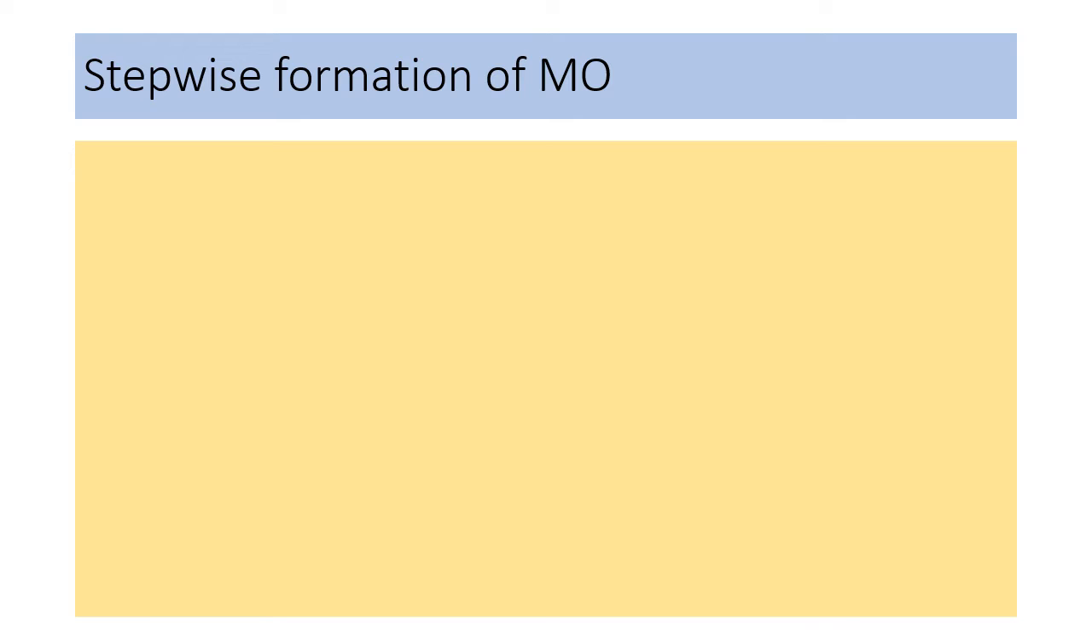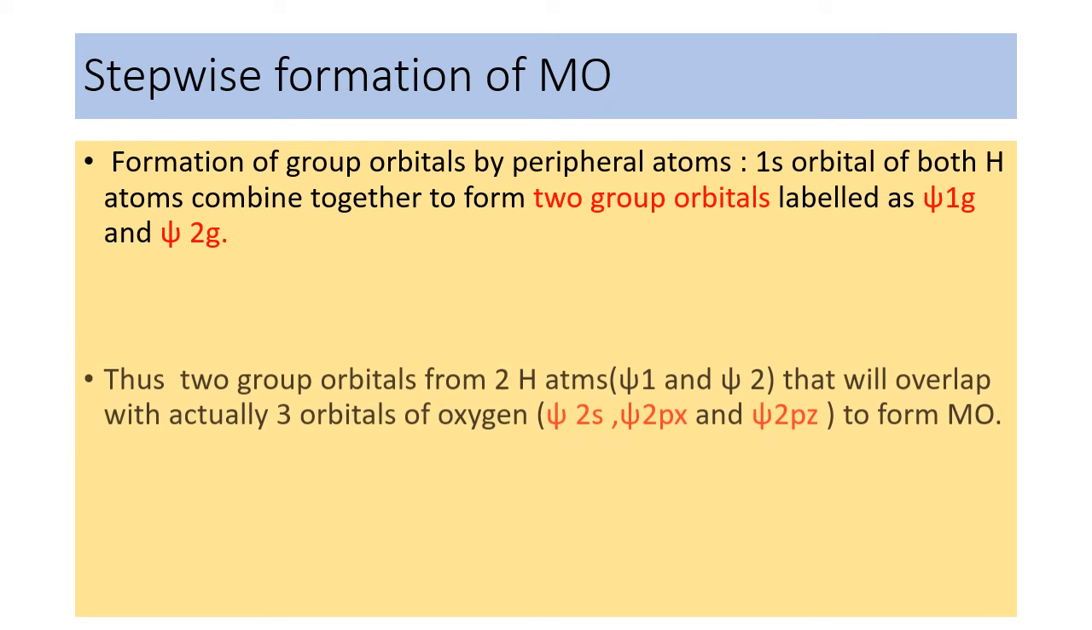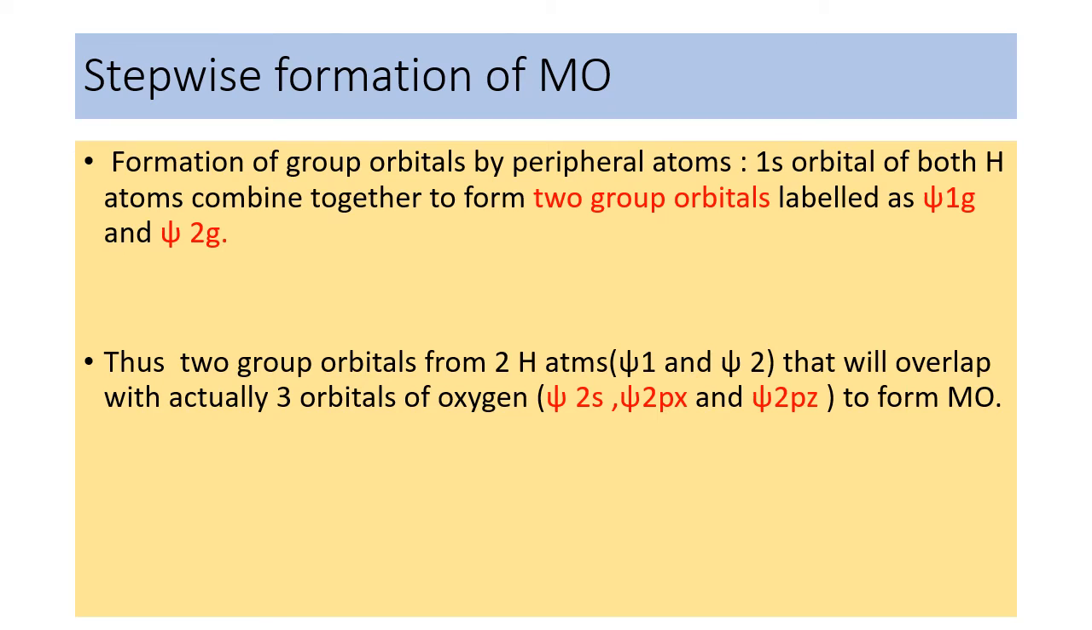Stepwise formation of molecular orbitals in the water molecule: the first point is the formation of group orbitals. As we are aware, two hydrogen atoms will form two group orbitals, one by addition and one by subtraction. We will label them as psi1 and psi2. They are going to overlap with matching symmetry orbitals of oxygen.